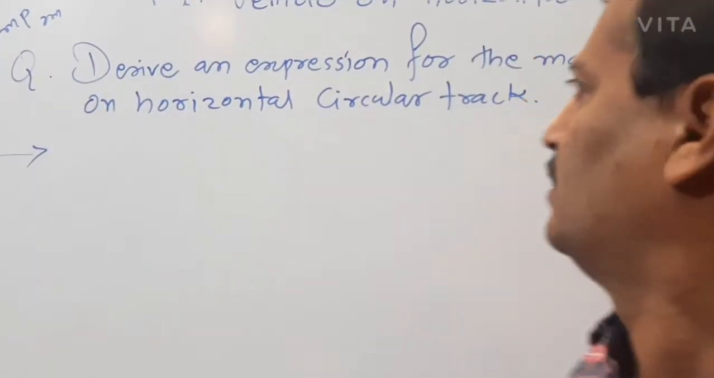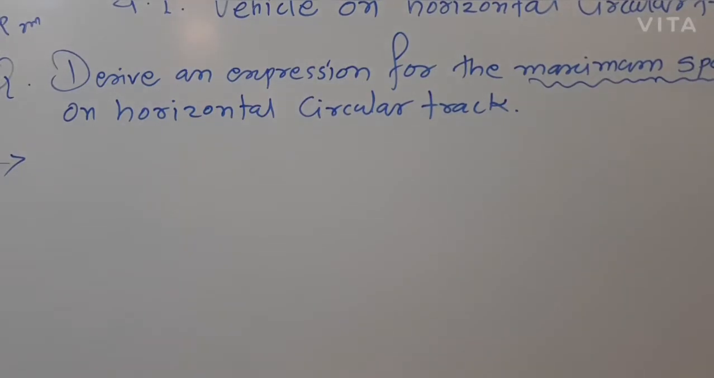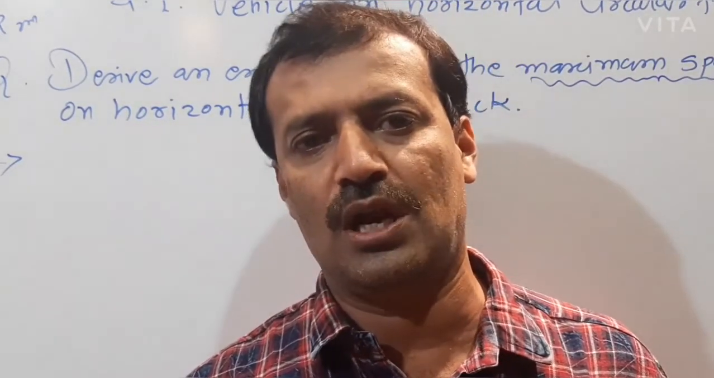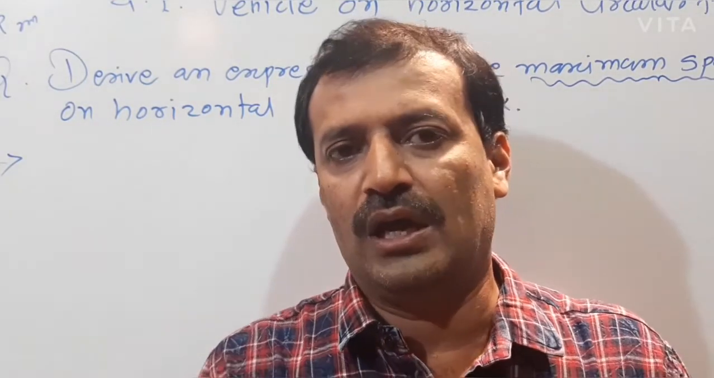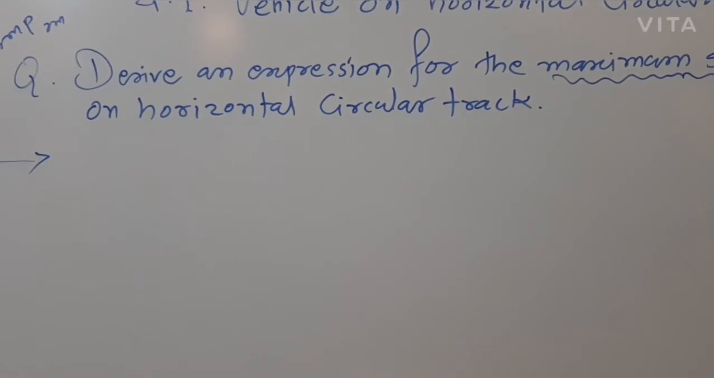Now, why does the word maximum speed arise in this question? It is our common experience that on a plain horizontal track, if the vehicle exceeds a certain speed, it may skid and go off the road. If the speed is less than that maximum speed, the turn becomes easier and the vehicle takes the turn easily. There is no minimum speed limit, there is only a maximum speed limit. So our question is: derive an expression for the maximum speed on the horizontal circular track.